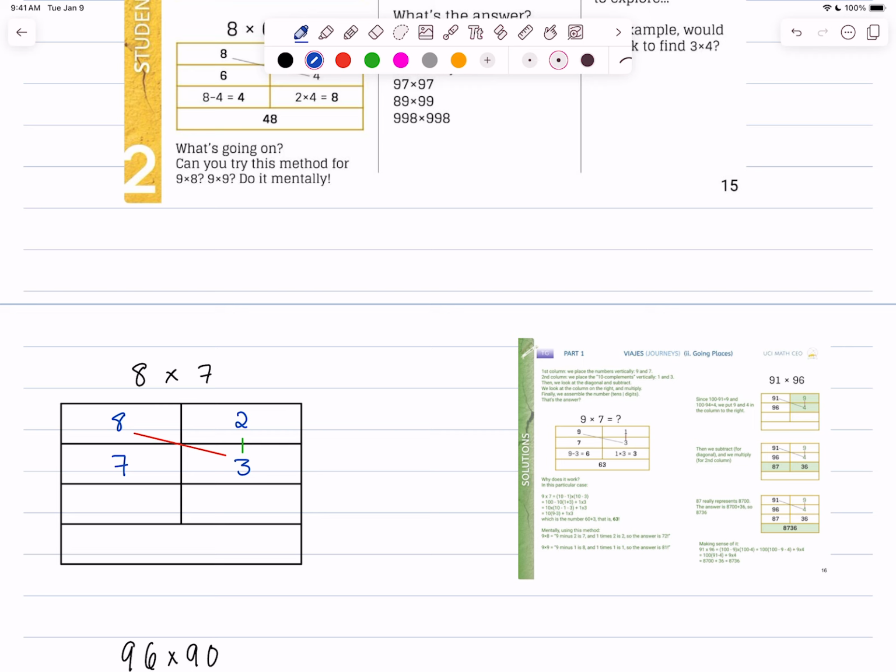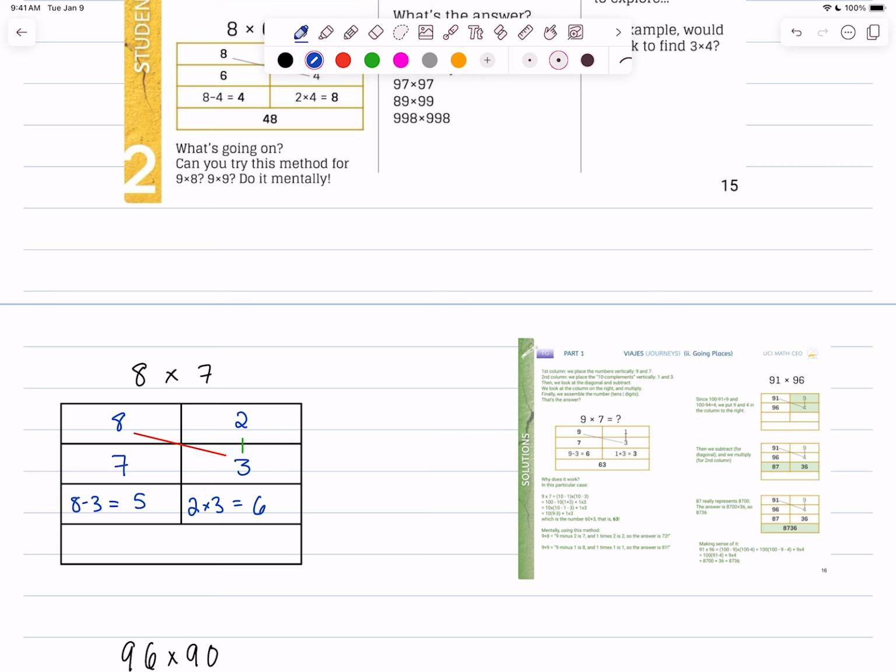Now, there are two lines that are going on here, and they're to remind you what to do. The red diagonal line across here is telling you that you need to subtract. So I want to do 8 minus 3, which gets me 5. The other line is this little green line here. That's reminding you to multiply those two deficits together. So 2 times 3 gets you 6.